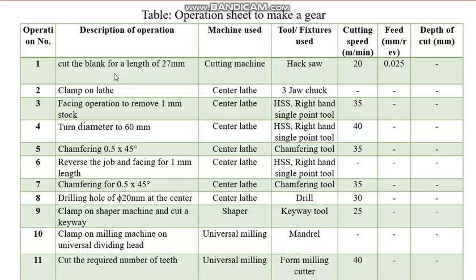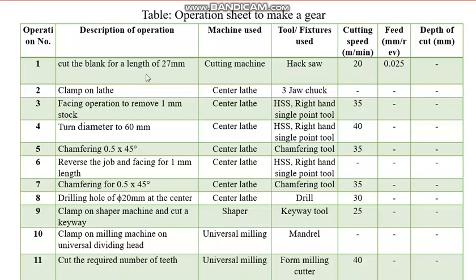What you do, you cut the blank for a length of 27 millimeters. How are you cutting it? You are cutting in the cutting machines. A power hacksaw you may use for cutting it. The power hacksaw will be running at a cutting speed of 20 meters per minute, and the feed you may use is 0.025 millimeters per revolution.